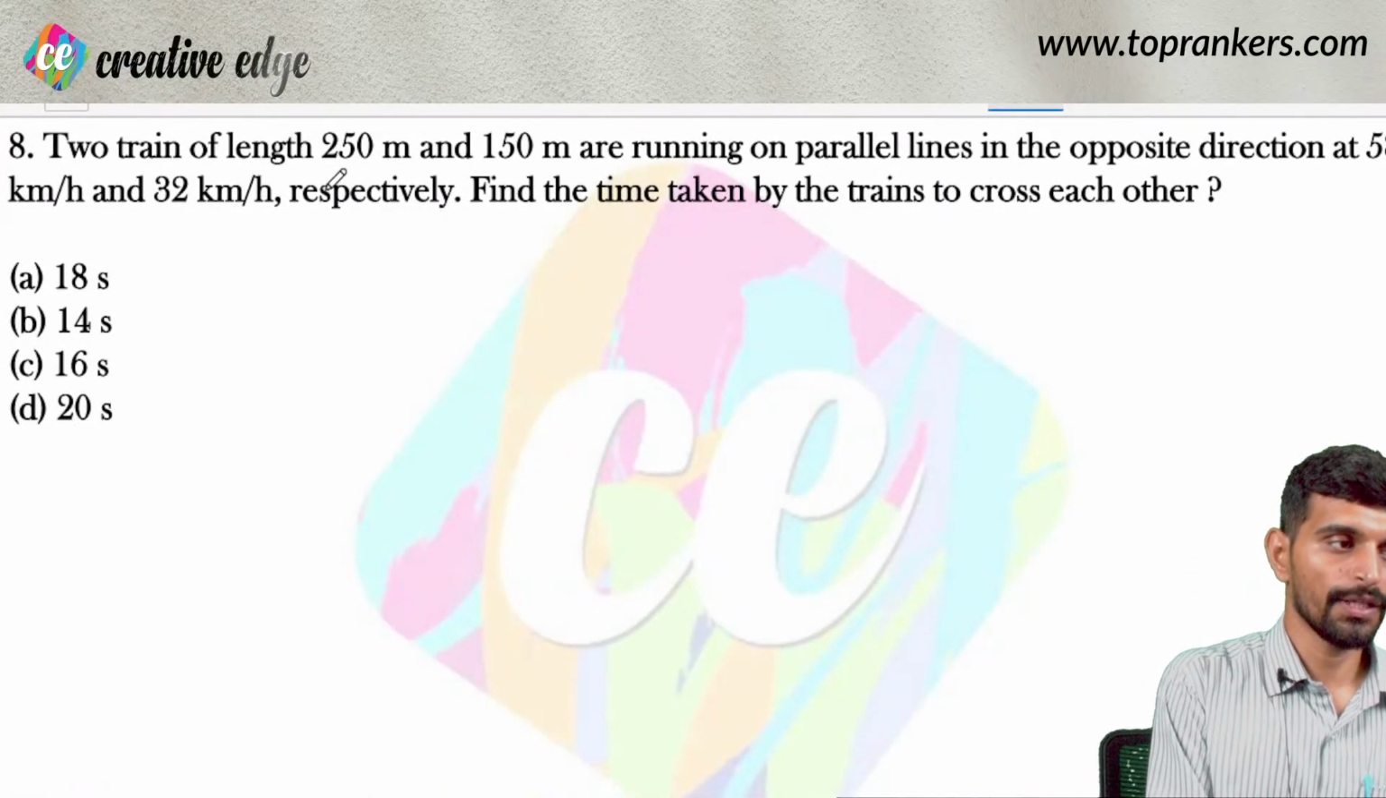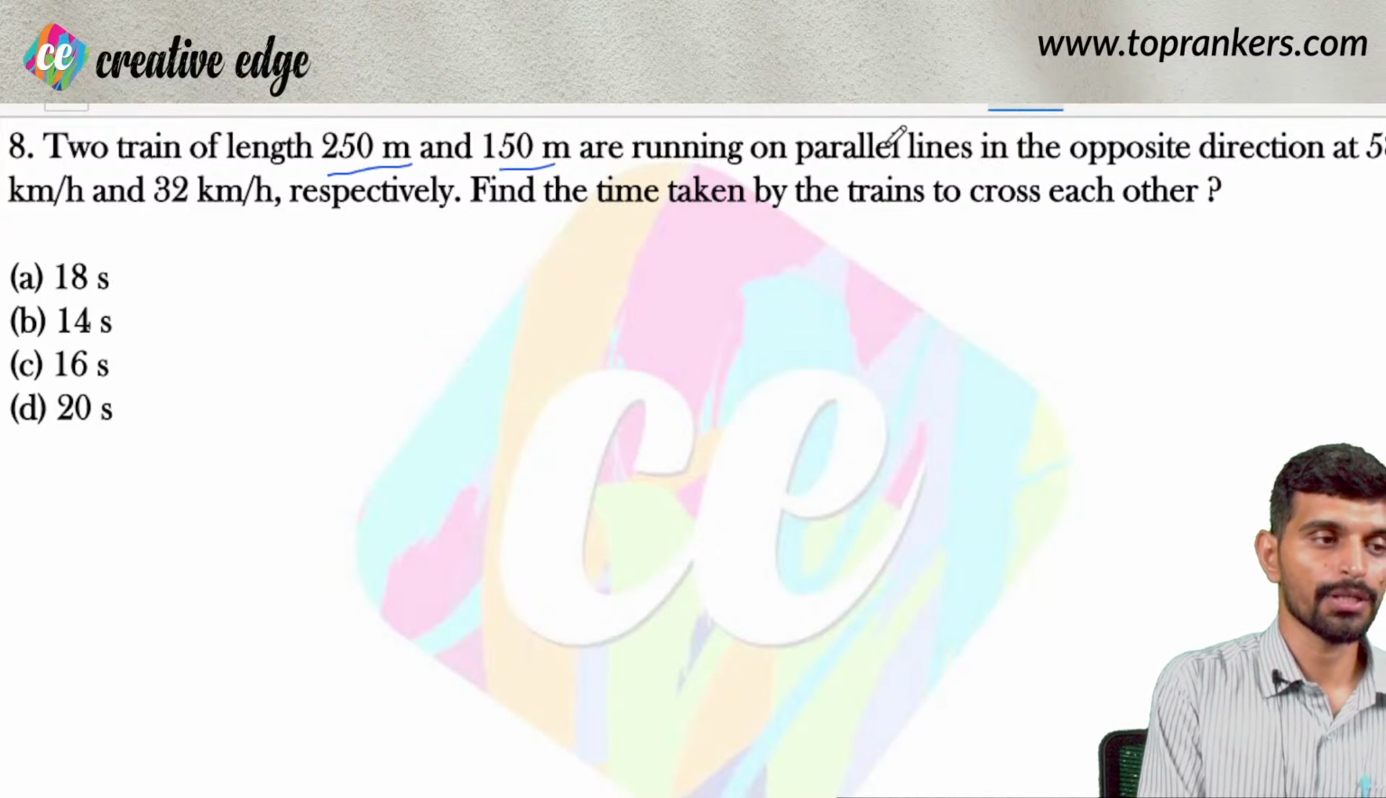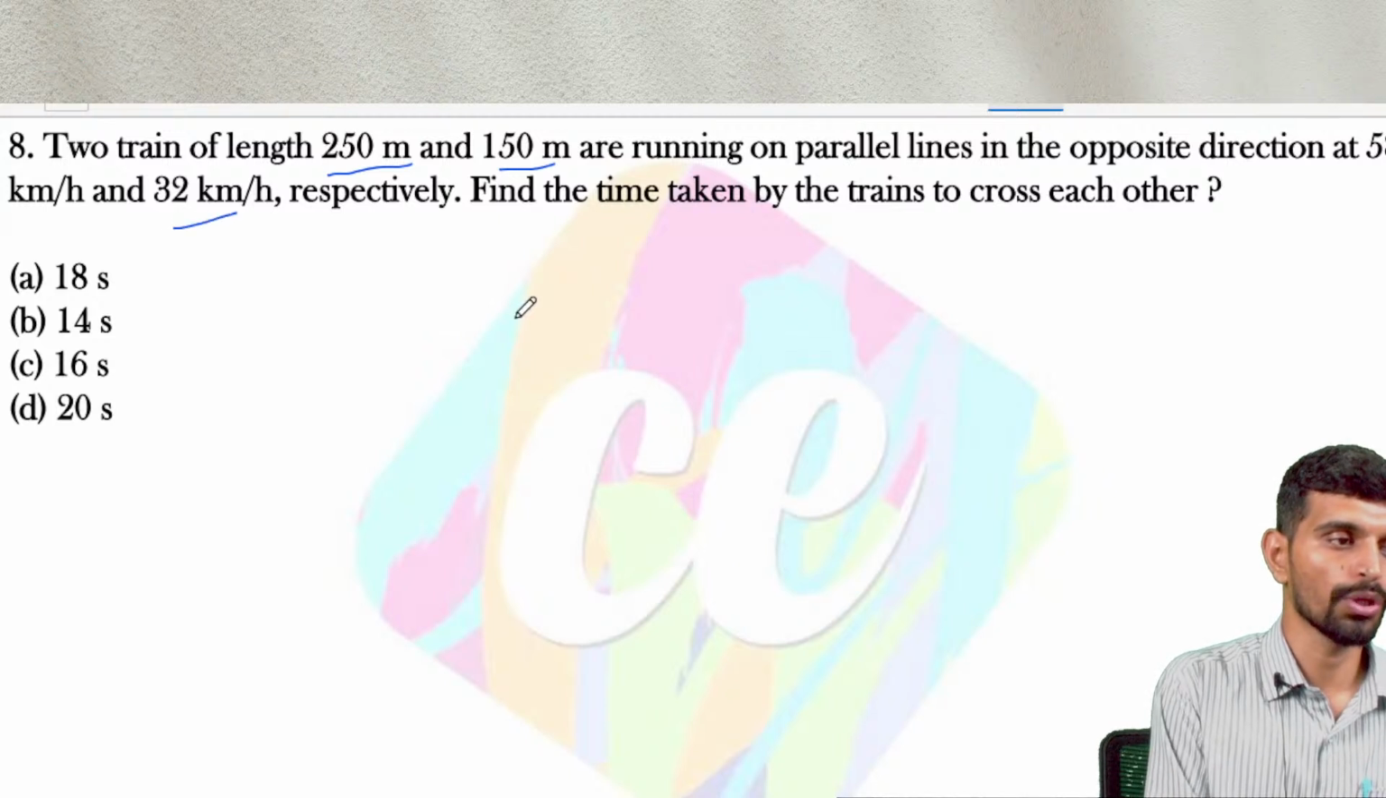Two trains of length 250 meters and 150 meters are running on parallel lines in the opposite direction at 52 and 32 km per hour.